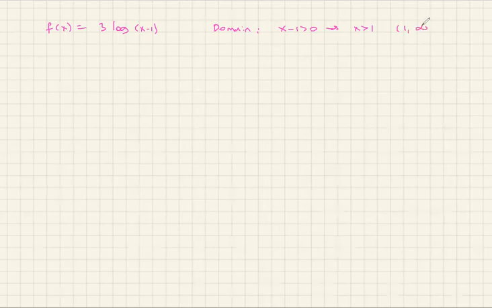If I want to write it in interval notation, this is going to be my domain. That's one way. But if you'd like to write it in a different way, we can write x such that x is larger than 1. So this is another way to write it. The meaning of this and this is the same thing. So that's the domain.